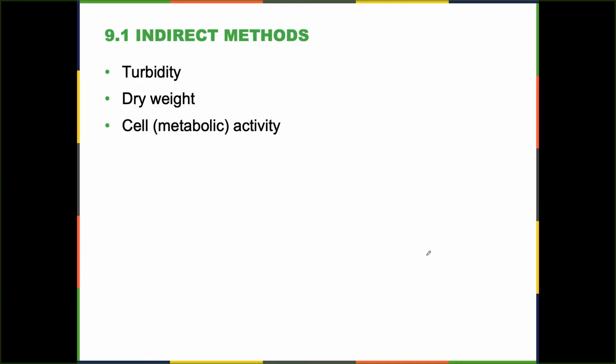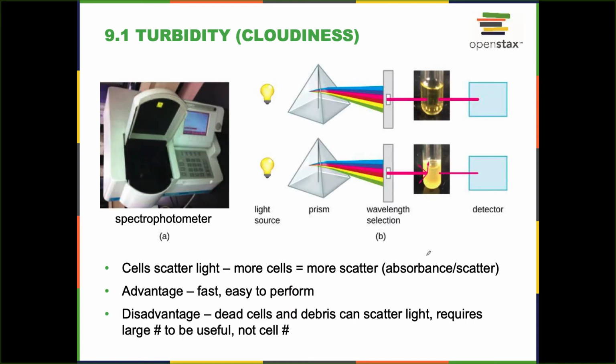All right, so those were our direct methods, right? We also have indirect methods, right? Using things called turbidity, dry weight, and cell or metabolic activity. Remember here, we're not counting cells. We're using something else to approximate or equate cell number. And the most common of these would be turbidity, right?